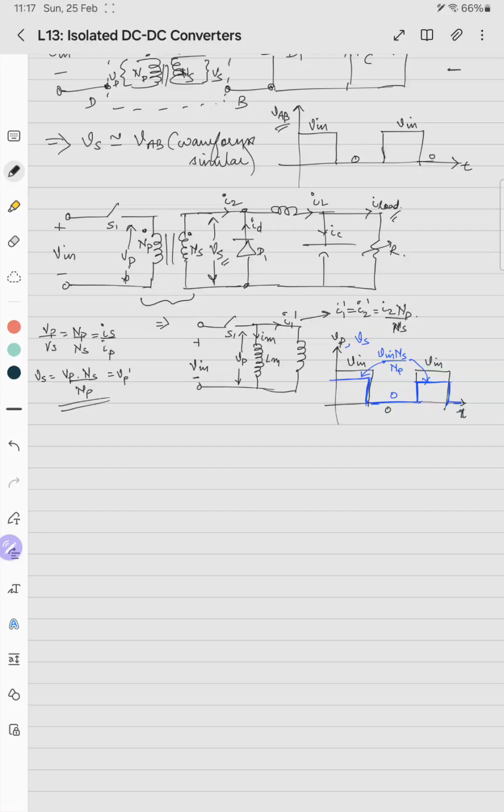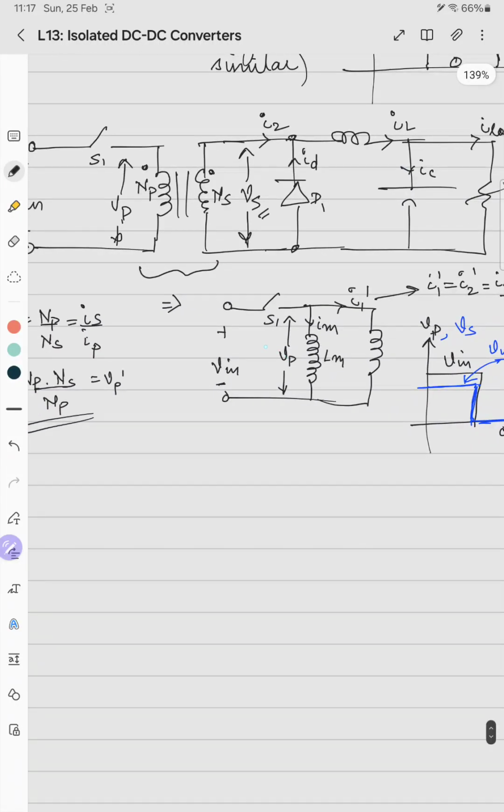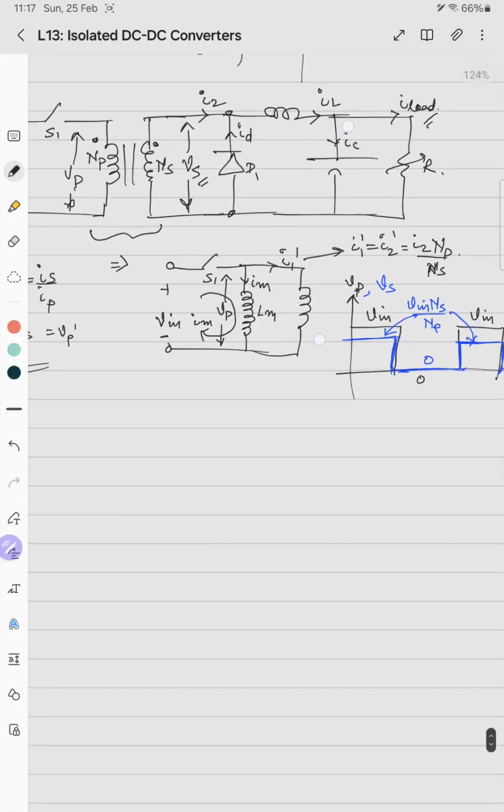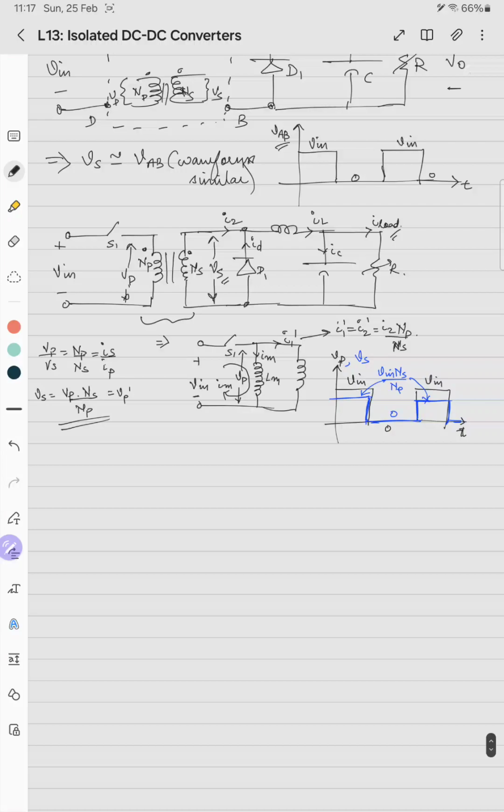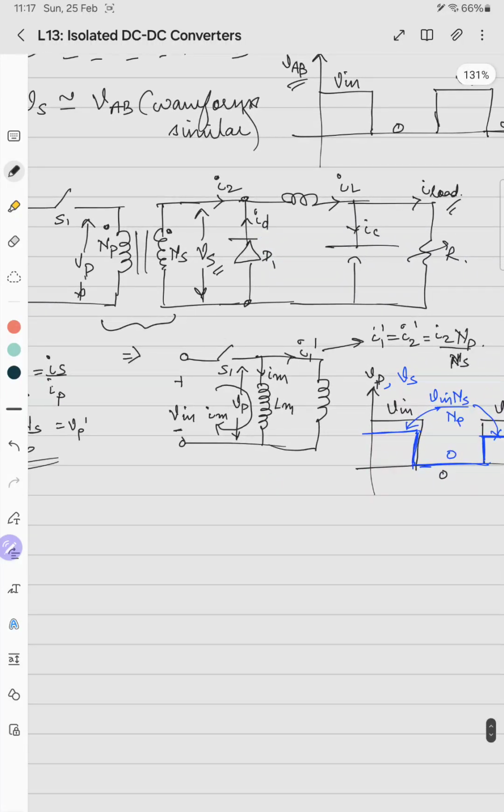What happens is when the switch S1 is off, the primary will become short circuited. So if the primary is short circuited, the current Im will freewheel in this path. Because it's short circuited, the voltage Vp across the big inductance Lm will become 0. So naturally the current will choose the least impedance path to freewheel.